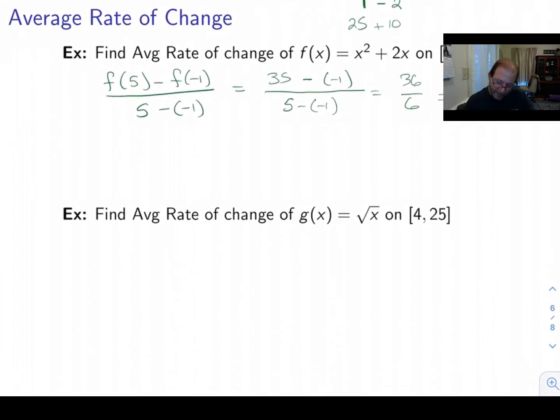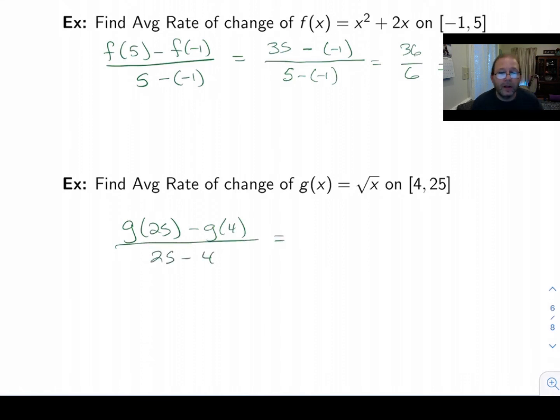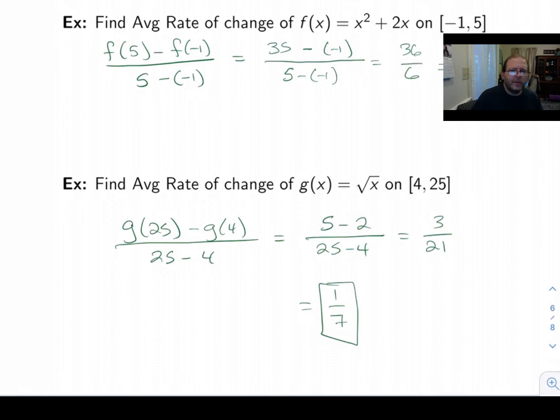All right, one more. Find the average rate of change of this function on 4 to 25. Well, that's going to be g of 25 minus g of 4 over 25 minus 4. G of x is just the square root of x, so this is square root of 25 minus square root of 4 over 25 minus 4. So 5 minus 2 is 3. 25 minus 4 is 21. And we can reduce that to 1/7. So that's all there is to it.